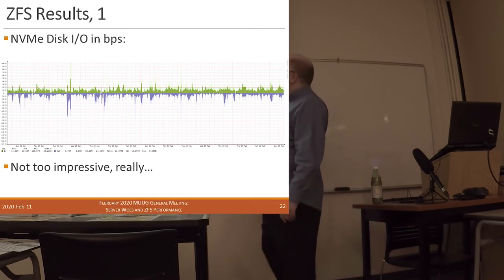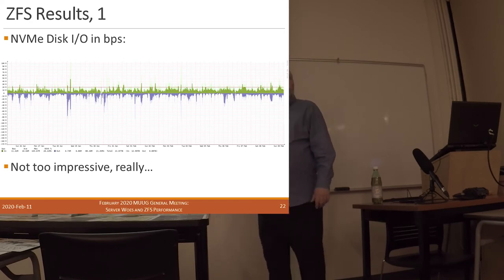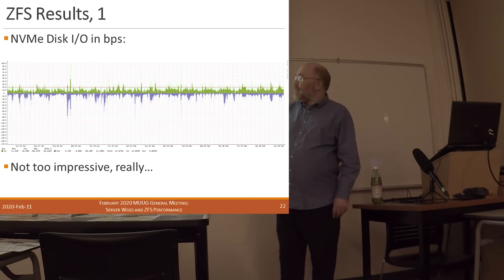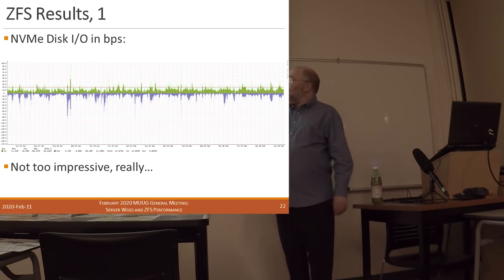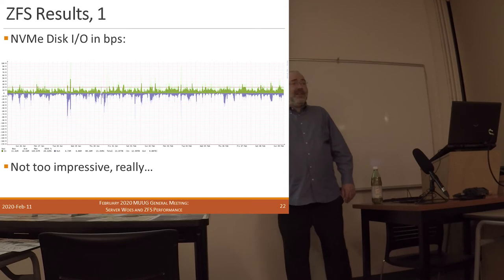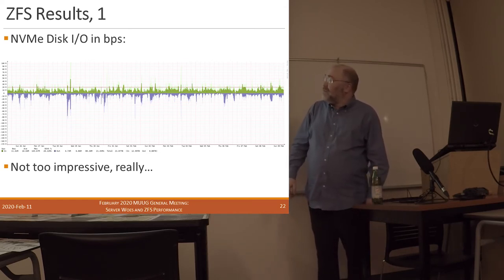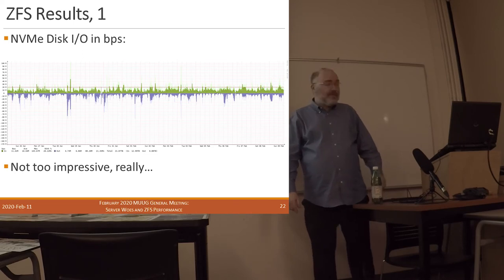Because the average, I don't have 95th percentile showing on here, but if I did, 95th for reads is only, I looked at the number and it was only about 30 megabytes per second. I'm thinking, okay, I have IDE drives that can do that. This is not special. The top row is writes. That's things filling the cache. Those are, again, not impressive, but at least they're steady.